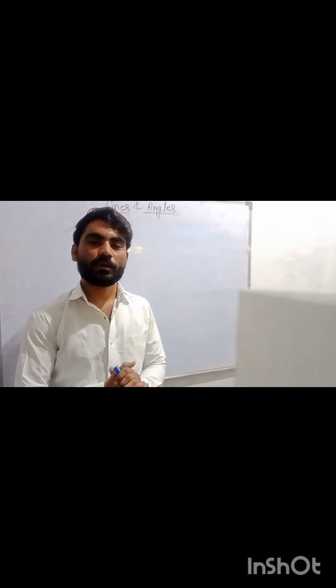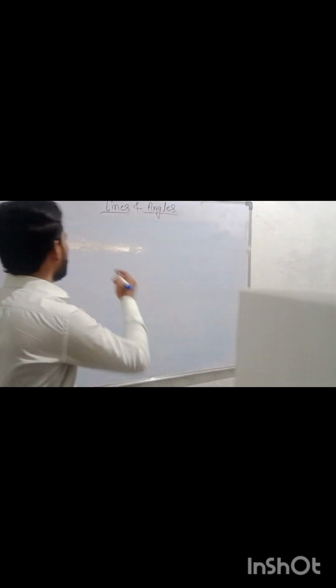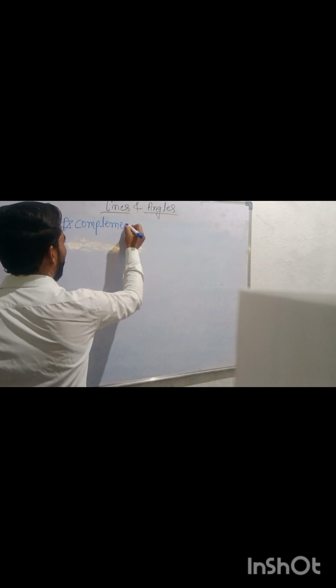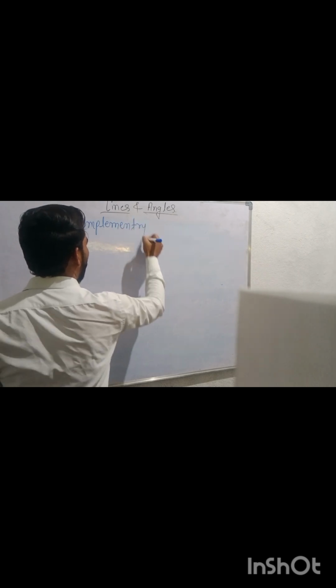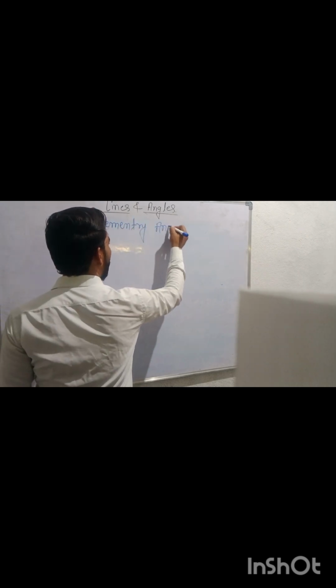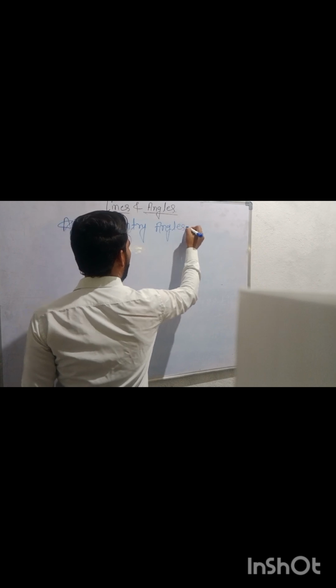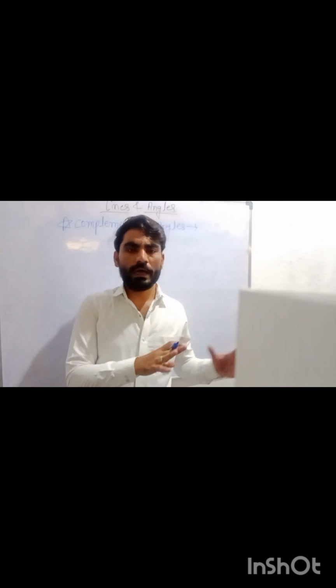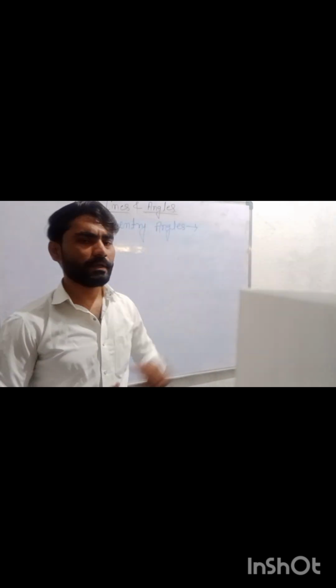Now we are moving on to complementary angles and supplementary angles. Okay. First one is complementary angles. So, dear students, tell me what are complementary angles? Complementary angles means any two angles whose sum is 90 degrees are called complementary angles.